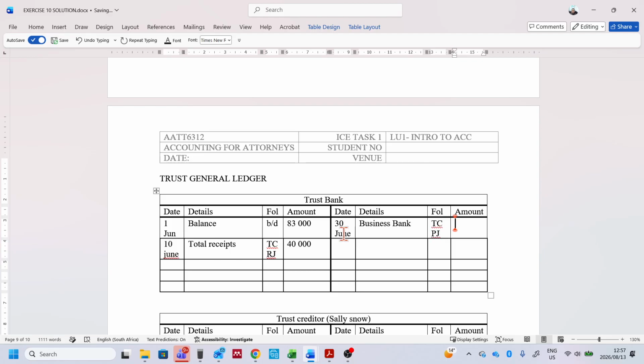And then the total amount, 113,000. So this is the total that was in our trust account. So this means that our trust account will be zero. No balance brought down or forward.